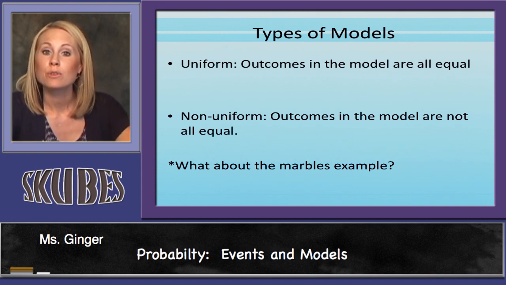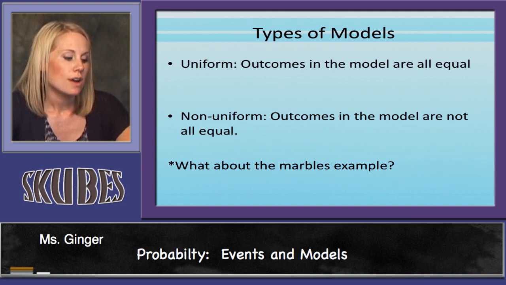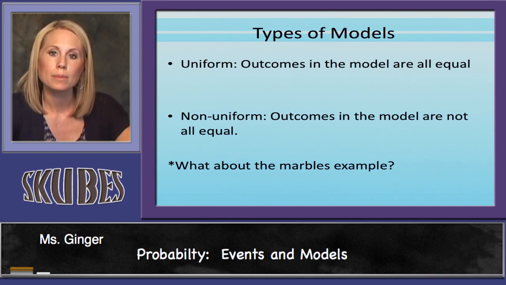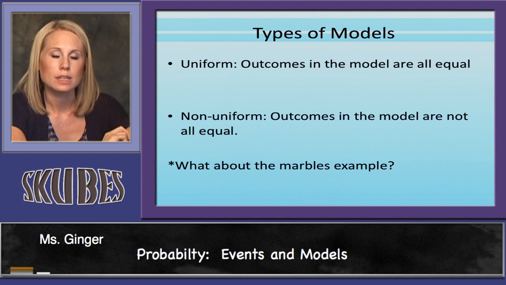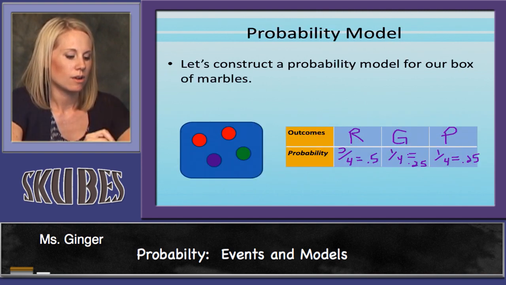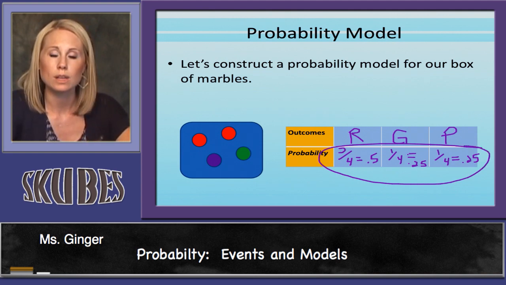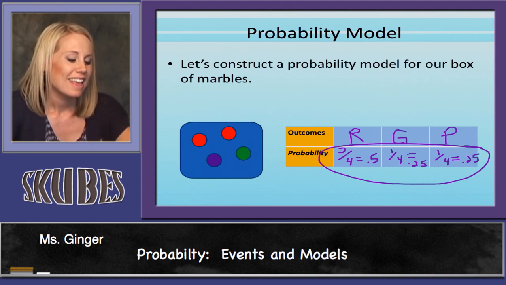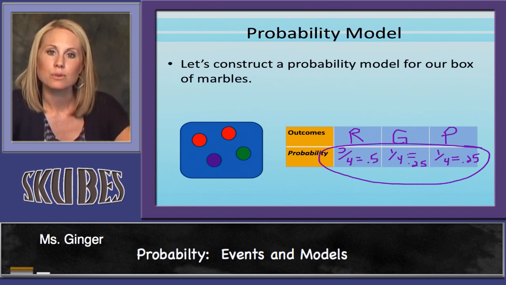Alright, so let's talk about uniform probability. Now that we've seen a table, if all your outcomes in the model are equal, then you have uniform probability. Non-uniform is when all the outcomes in the model are not equal. So think about the table that we just filled in. If all of these had been an equally likely chance of happening, then that would have been a uniform model, but we don't have that. So we have non-uniform.